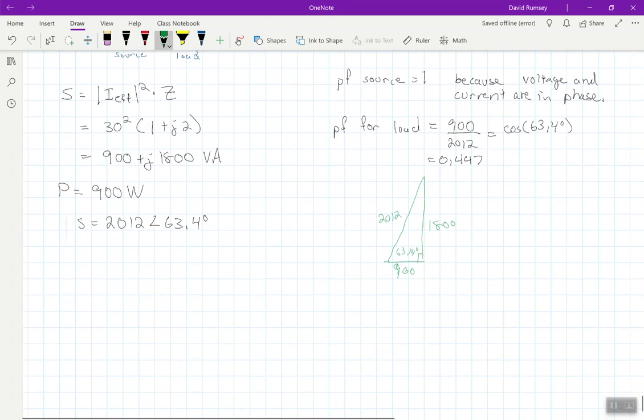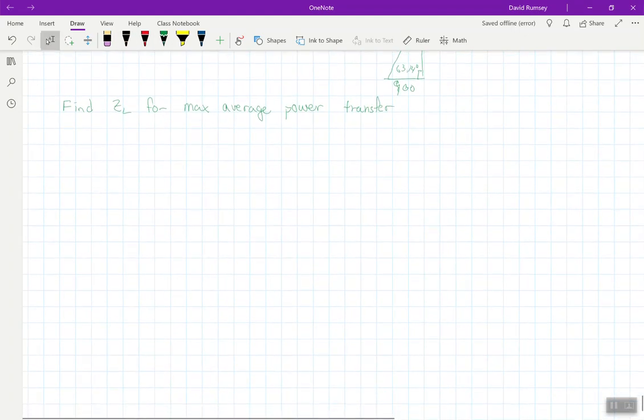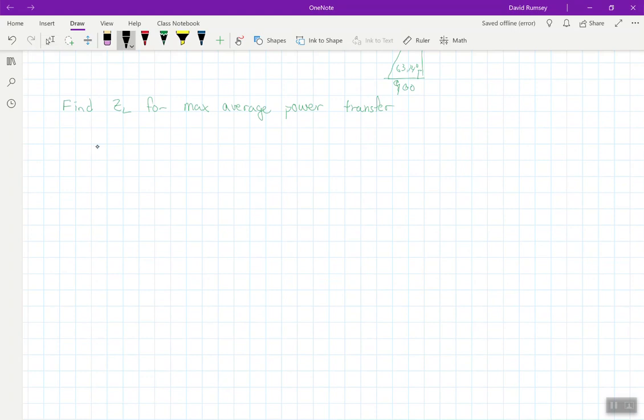All right, so let's look at another example here. And I'm going to do almost the exact same example here, but I find that people make mistakes and they're not careful when looking at circuits and finding equivalent impedances. So for these next couple examples, we're just going to find ZL for max average power transfer. Find ZL for max average power transfer.